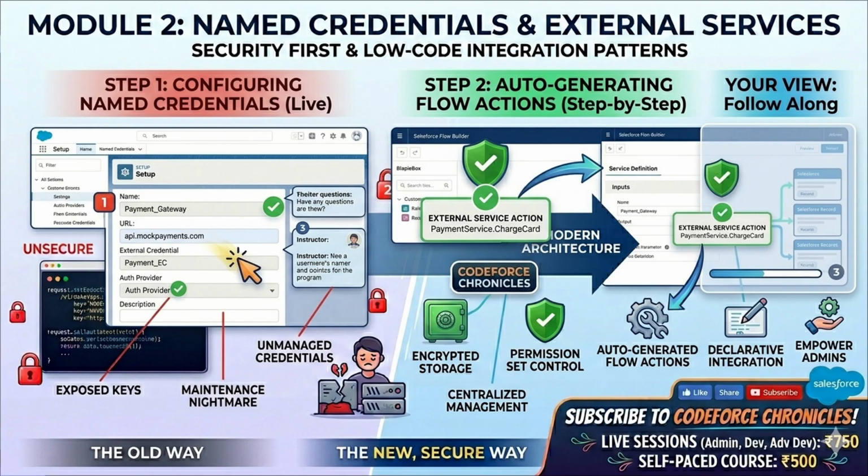Note, if we are using Google or Slack, we should select OAuth 2.0 and link it to an auth provider. Click save. Next, we need to add the actual secret. Under principals, click add. We'll name the principal admin user. For the sequence number, put 1. Now we add our parameters.